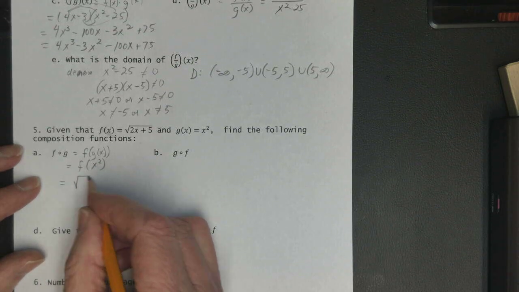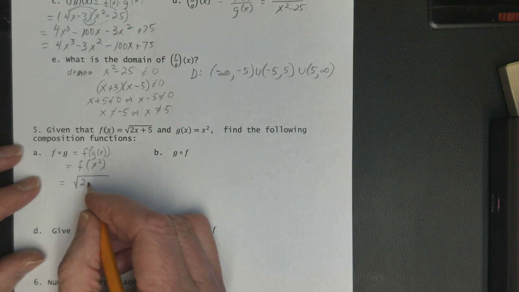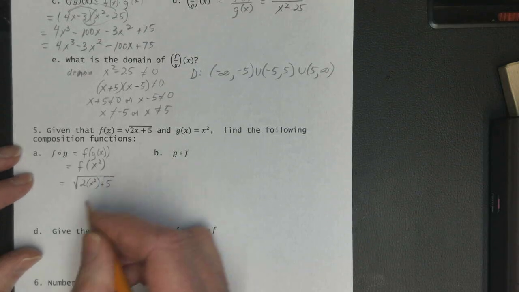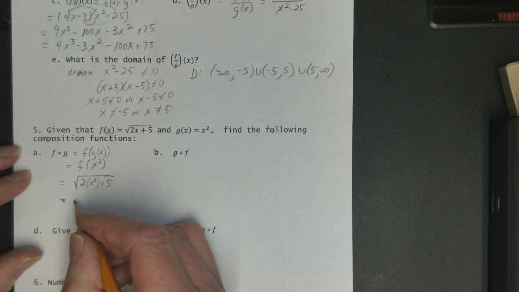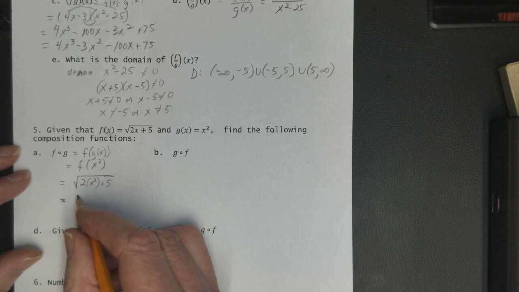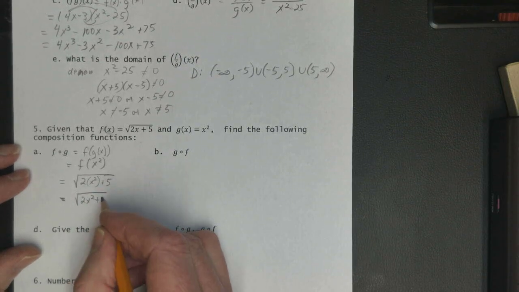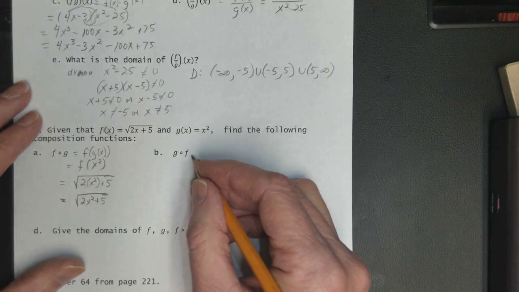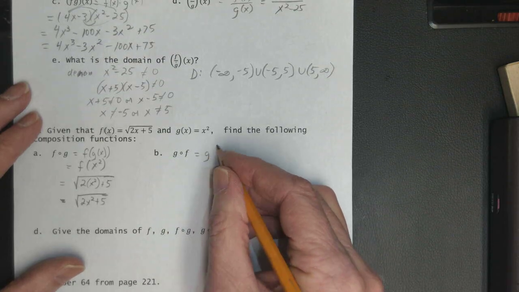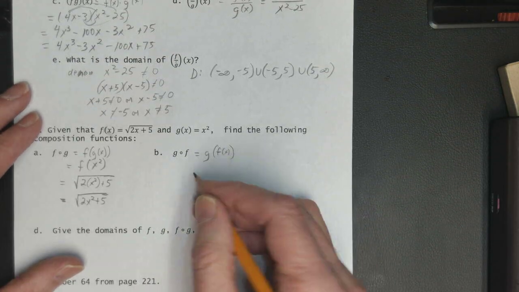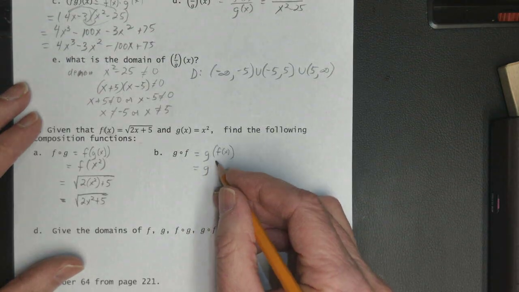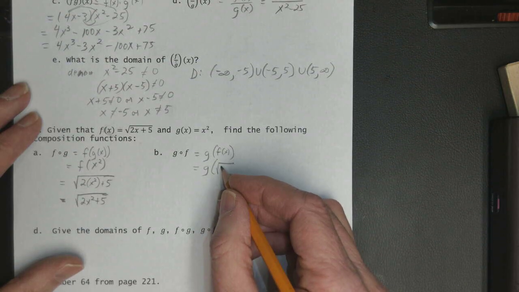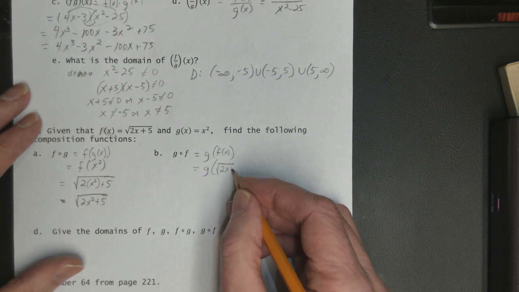So I'm going to take the square root of 2 times x squared plus 5. Which is the square root of 2x squared plus 5. G of f is equal to g of f of x, and that's g of the square root of 2x plus 5.